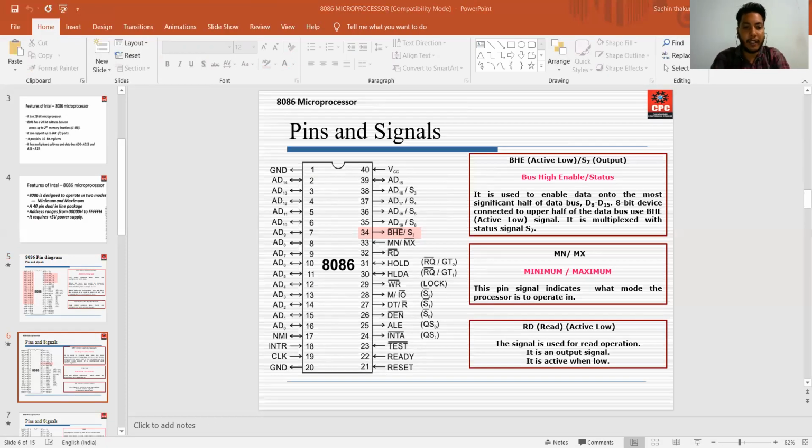That is your high order data bus. It goes low for data transfer over D15 to D8 and is used to derive the chip select of the odd address memory bank or the peripherals. Okay. Next is your minimum and maximum.